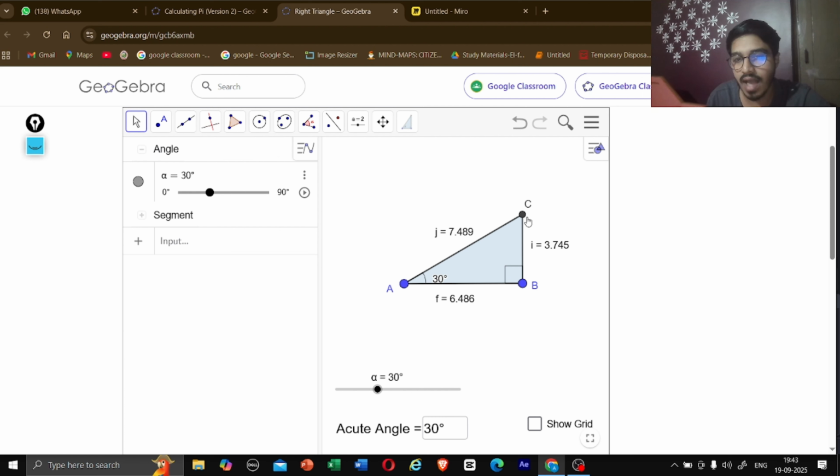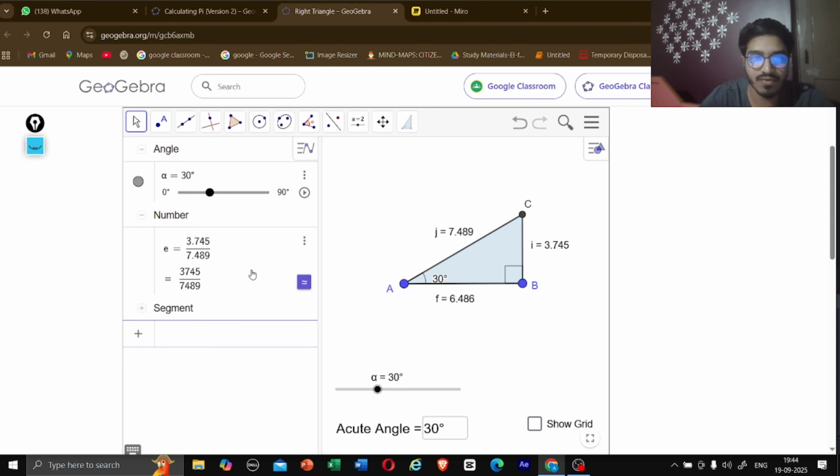You get side B, which we will consider as I, and side AC, that is the hypotenuse, the longest side of the triangle, as J, 7.489. So if I divide 3.745, that is I, by J, 7.489, I'll get the value 0.5.